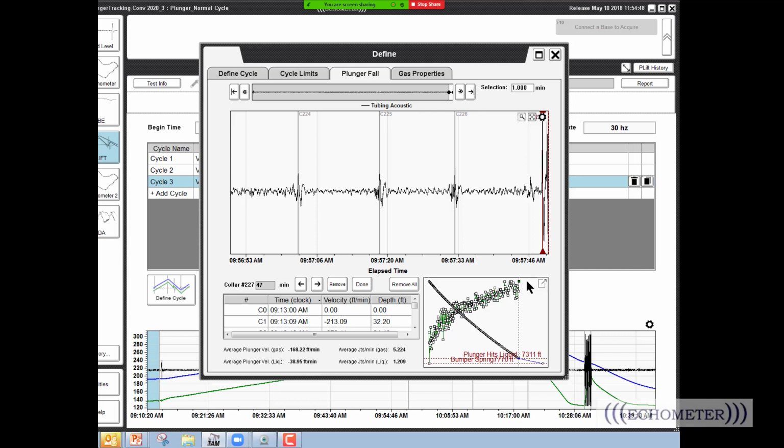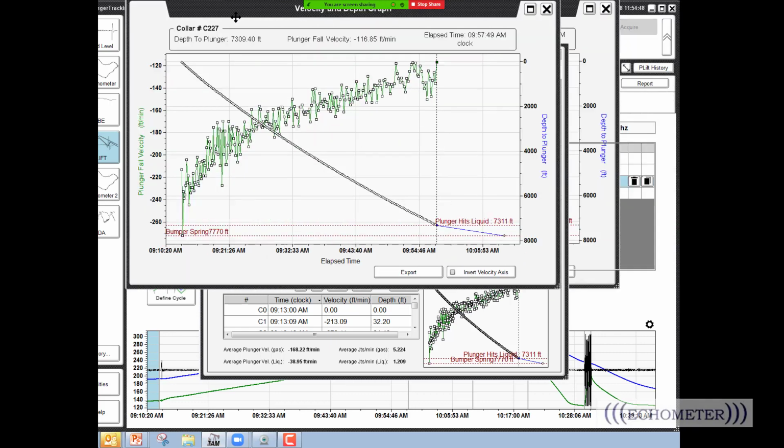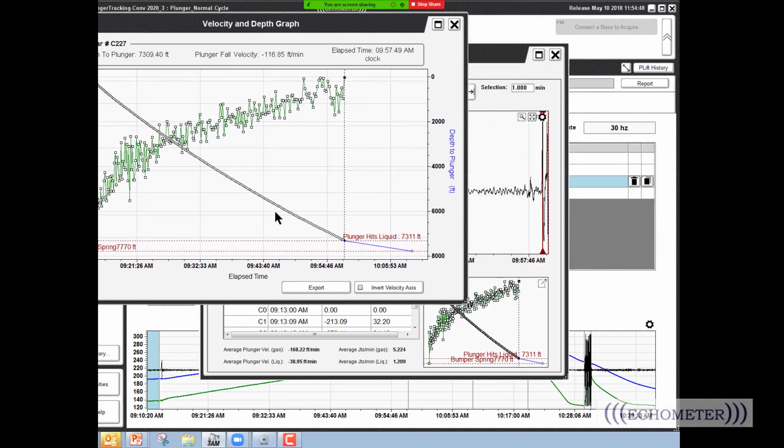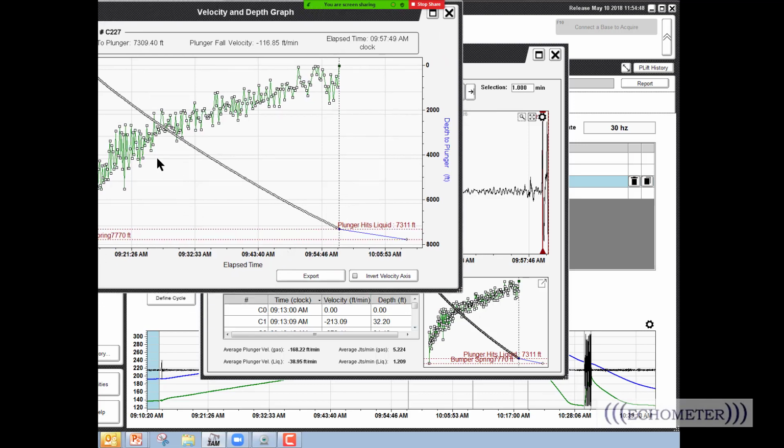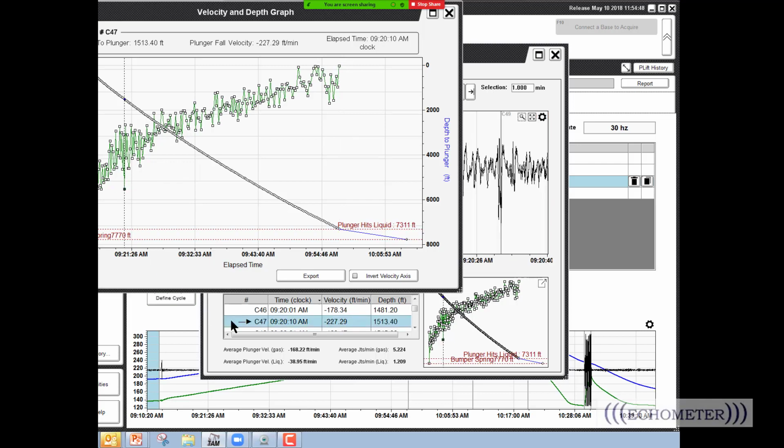If I blow this fall velocity trace up and look at it in more detail, here's the fall velocity plot. It's on top of that other one. And if I click on a point like right here, then the table rotates to that point. It's collar 64. It shows collar 64 here. It says we're at a depth of 1,513 feet. The fall velocity is 227 feet per minute, and we're at that clock time.